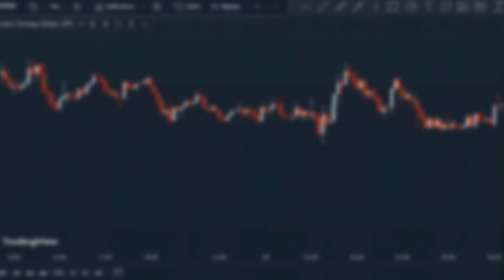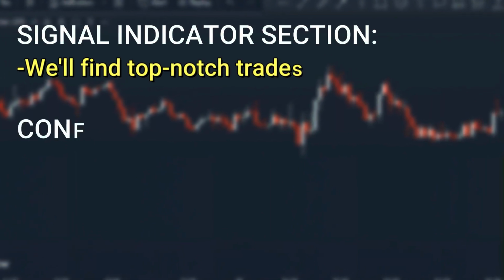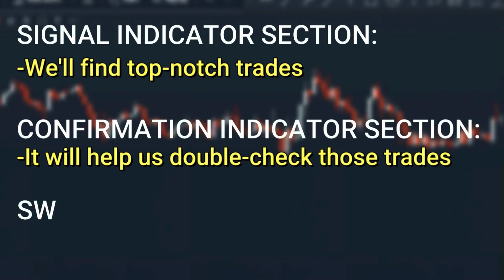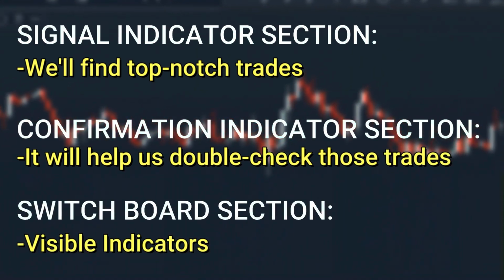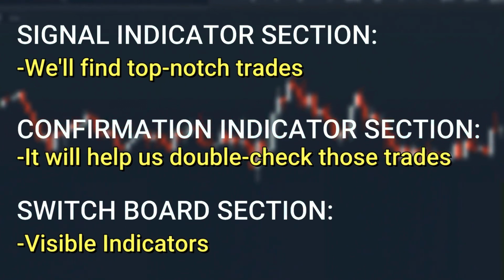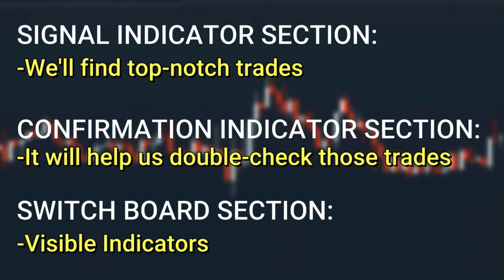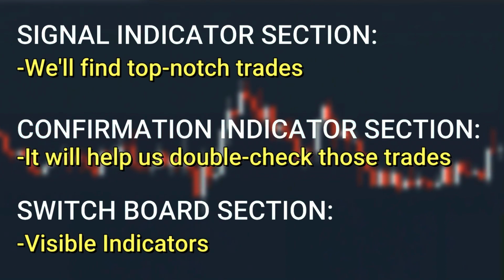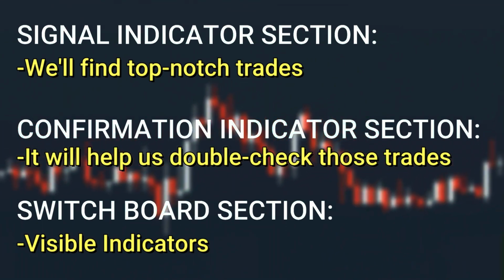Alright, let's talk about how we'll work together. With the signal indicator section, we'll find top-notch trades, and the confirmation indicator part will help us double-check those trades. And in the switchboard, we'll see visible indicators, which are chosen to fit your trading style. And the settings of the indicator let us customize them to make your strategy stand out. Together, we'll create a solid strategy that'll boost your trading game and set you on the path to success.